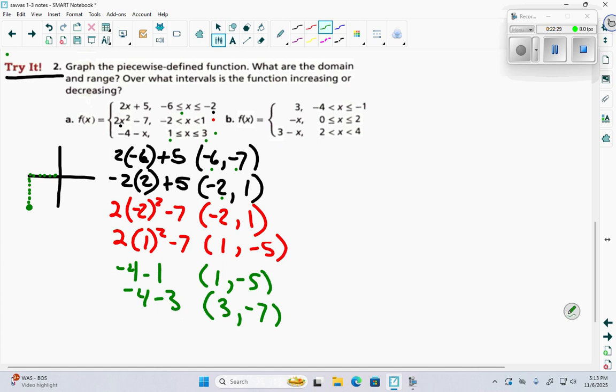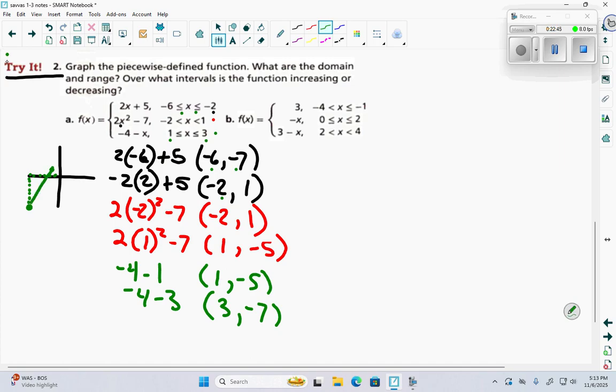Now I'm looking at this one, so it's negative 2, 1. I'm going over 2, up 1. And again, if I'm looking at my graph, it's a closed circle. So I can connect those two. I know it's a straight line.